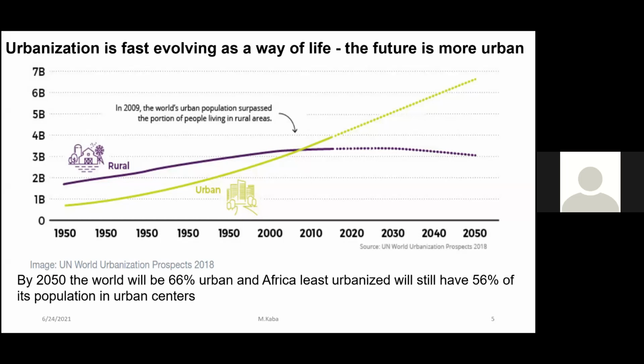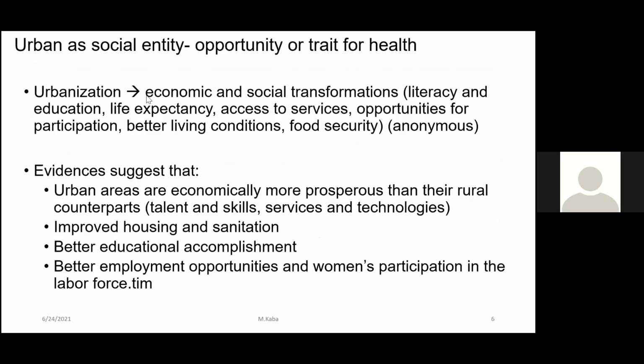Ethiopia, as compared to several other African countries, is really least urbanized, with about 17-18% of the population now, based on existing evidence, residing in urban centers. Around 38% are going to be residents of urban settings by 2050. So in less than 30 years, we are going to more than double the number of the population residing in urban centers. So urbanization is basically considered a social entity. It's an opportunity at times, but it's also a threat for health.